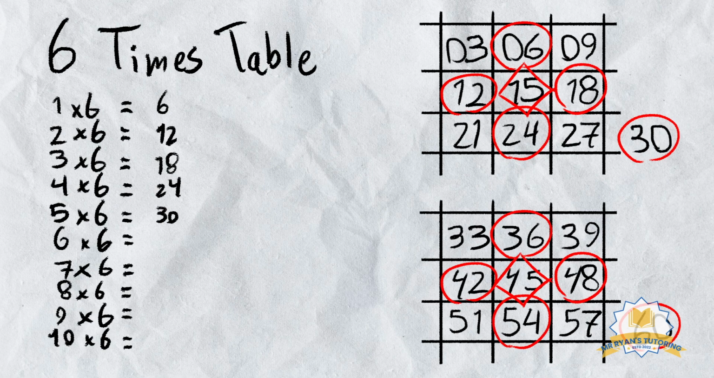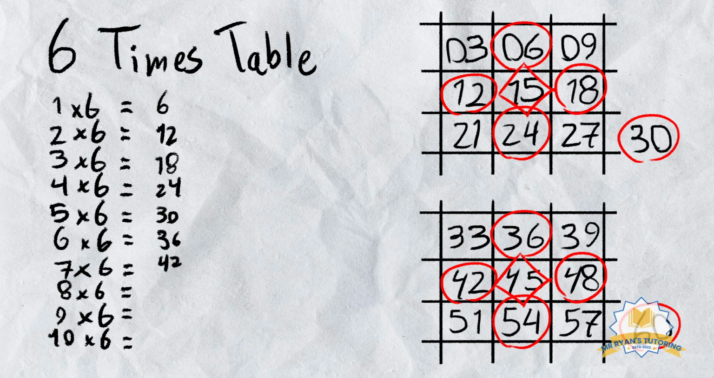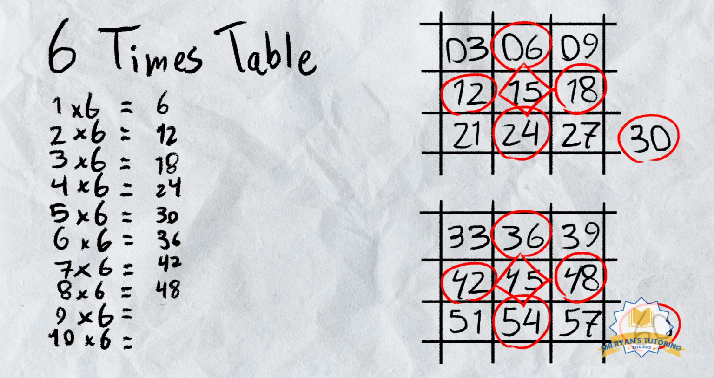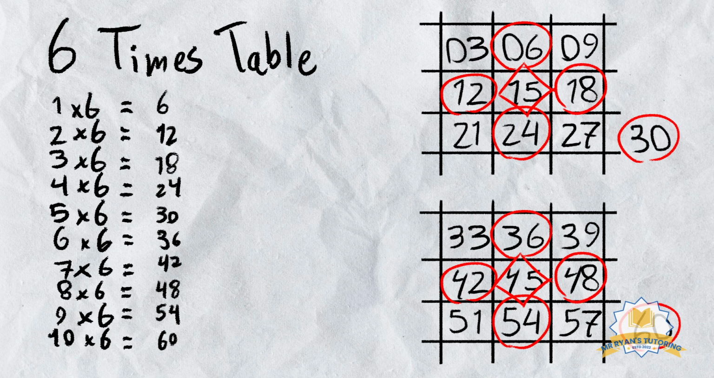6 times 6, which is 36. 7 times 6, which is 42. 8 times 6, which is 48. 9 times 6, which is 54. 10 times 6, which is 60. And just like that, you've got your 6 times table.